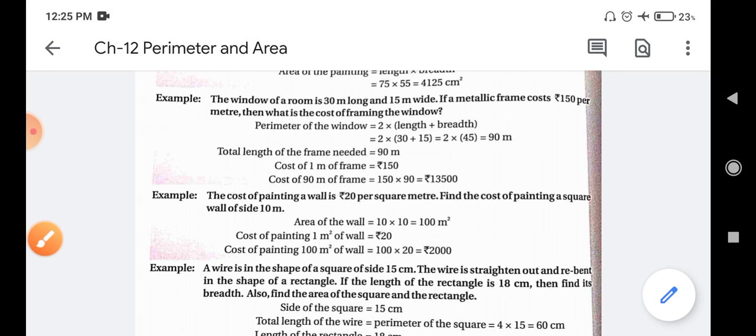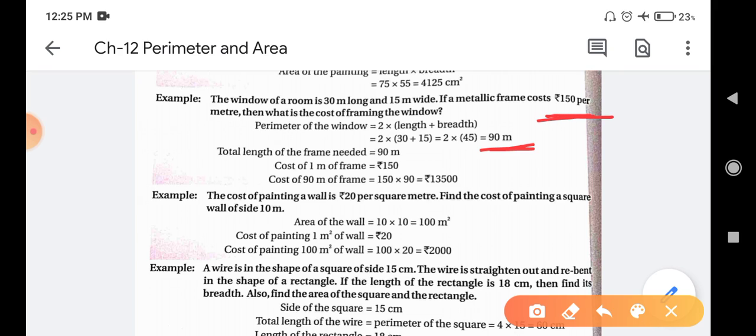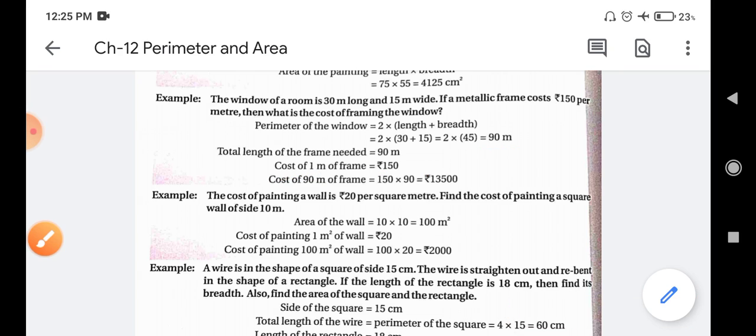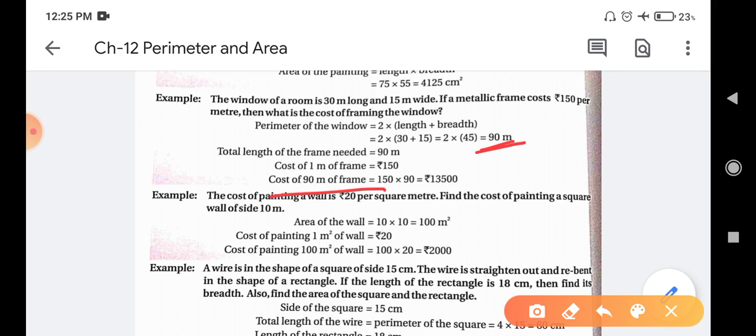Finding the perimeter, we get 90 meter. Then we are given that the cost of framing 1 meter is equal to 150 rupees. Then we have to find the cost of 90 meter of frame, and it will be equal to 150 multiplied by 90. Then we get the answer, that is the cost of framing the window.